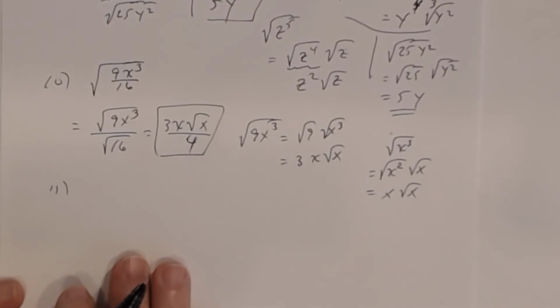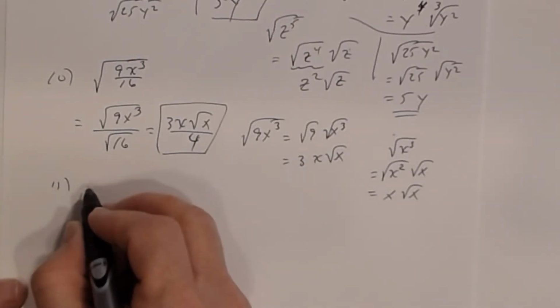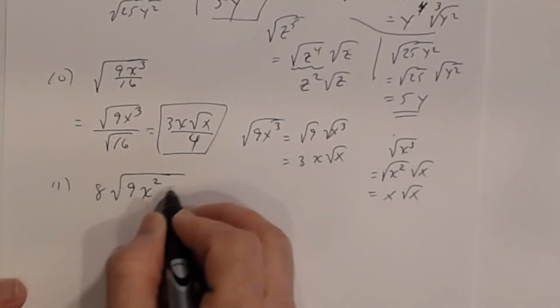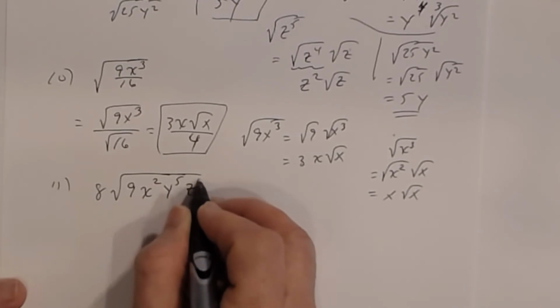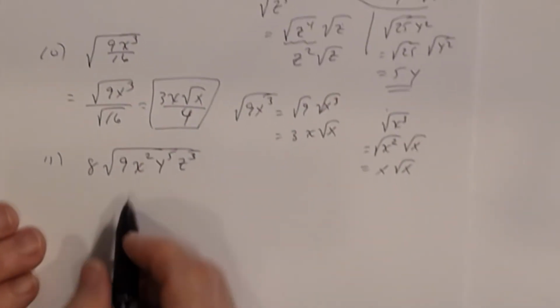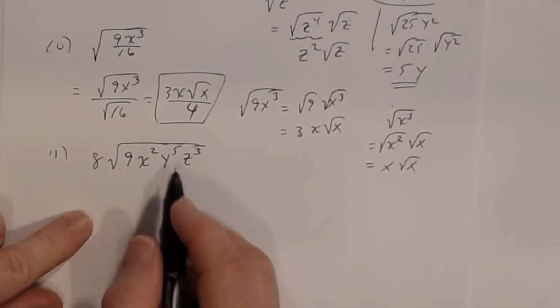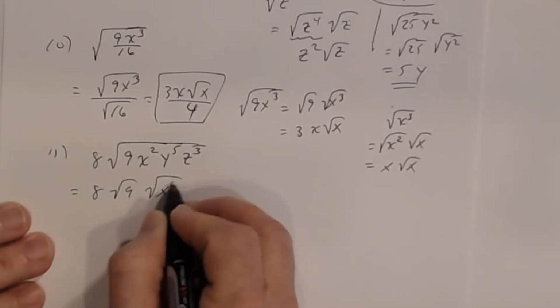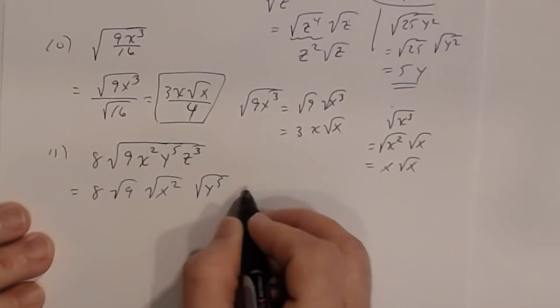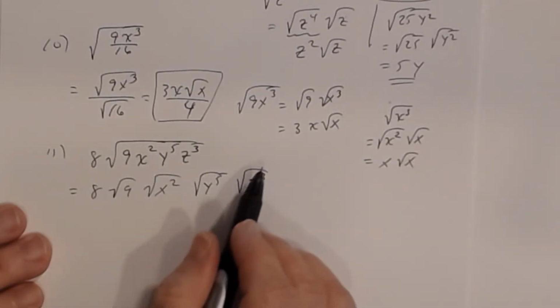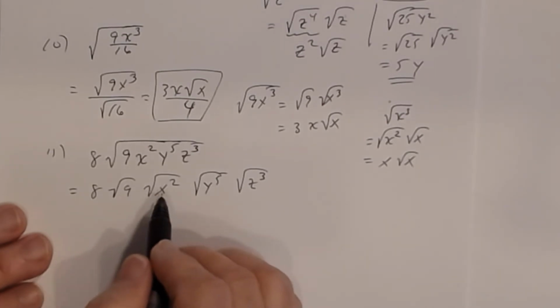All right, let's look at number 11. Let's suppose we had 8 times the square root of 9x squared y to the 5th z cubed. Again, let's rewrite this as the square root of each of these. So that's 8 times the square root of 9 times the square root of x squared times the square root of y to the 5th times the square root of z cubed. It helps if you do this. And now let's simplify each of those square roots.